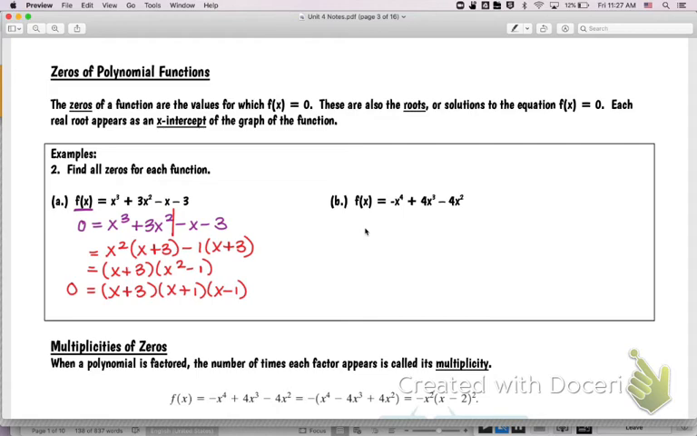So this is just like with the quadratic, except we've got 3 factors instead of 2. So the solutions that we get, where do these equal 0, would be negative 3, negative 1, or positive 1. Go ahead and pause the video and see if you can complete B on your own.